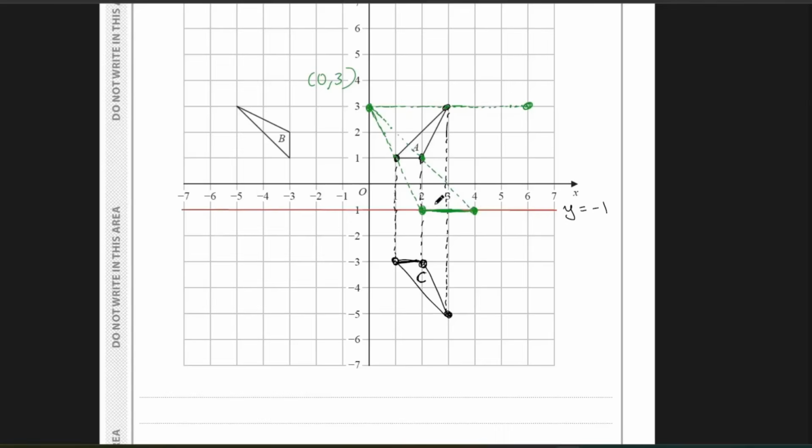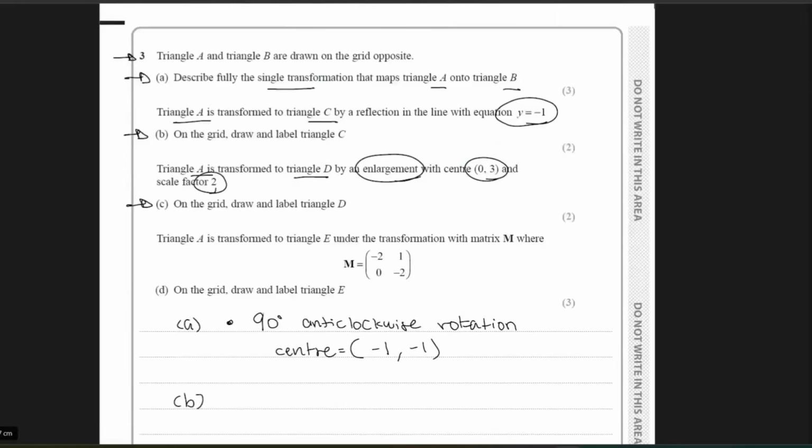Let's connect the vertices. We should be using a ruler. And this is triangle D. We should label D. And yes, if we compare the length of the sides, the lengths have increased by 2 times. That is question C. Let's look at question D.